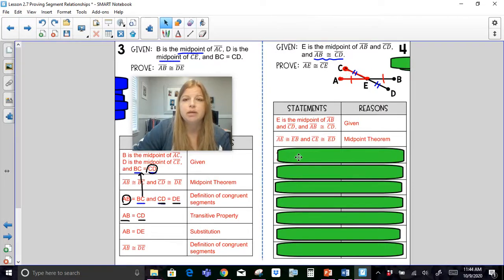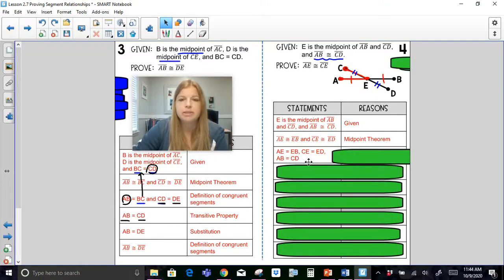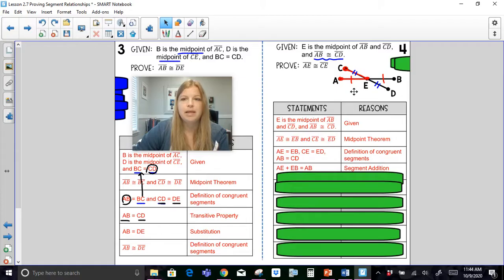We are also told that AB, the entire length, is congruent to the entire length of CD. So I'm going to be able to transfer these 3 statements about the congruent segments into their measure statements. So AE is equal to EB, CE is equal to ED, and AB is equal to CD, because I want to now be able to use my segment addition postulate going forward. All right. So now that I have them all in their measure statements, I'm going to go ahead and start breaking things apart. So AE plus EB equals AB. CE plus ED equals CD.